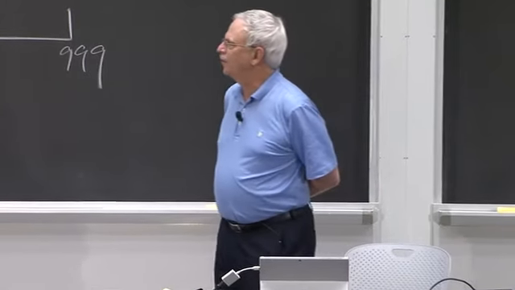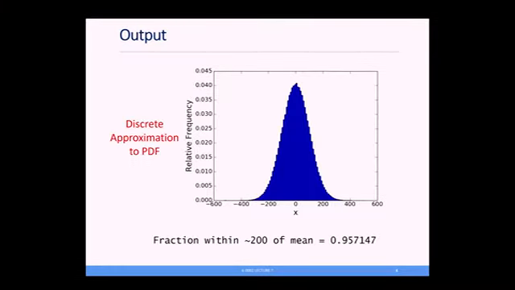When I run the code, I get this. So it is a discrete approximation to the probability density function. You'll notice, unlike the previous picture I showed you, which was nice and smooth, this is jaggedy. You would expect it to be. And again, it's very nice that the peak is what we said the mean should be, 0, and then it falls off, and indeed, slightly more than 95% fall within 2 standard deviations of the mean.